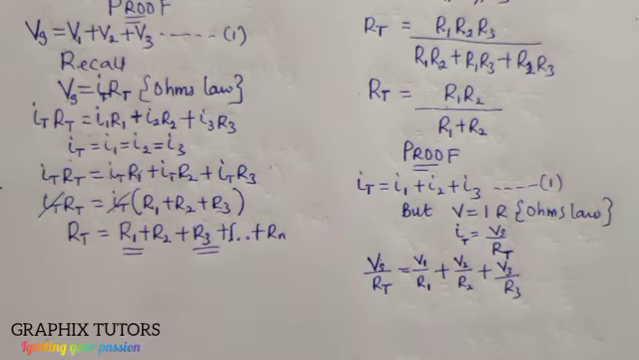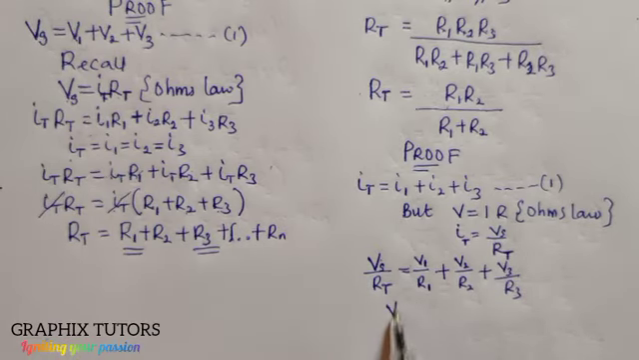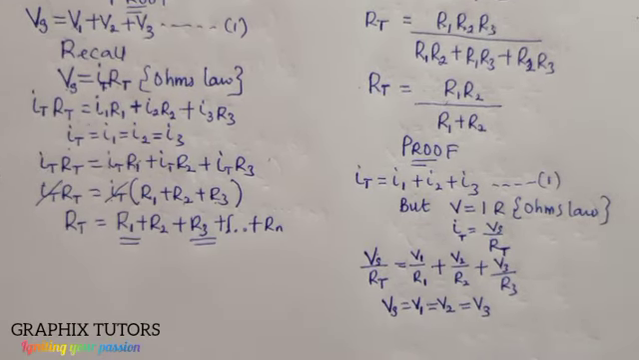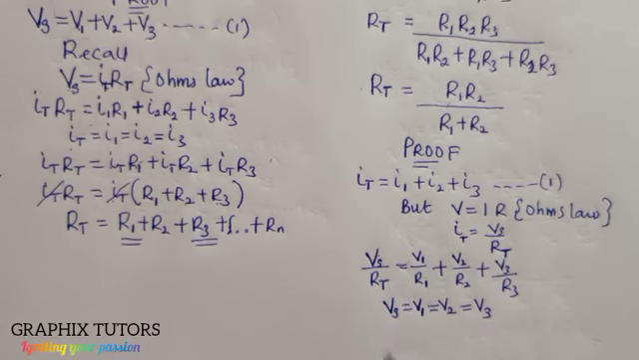Now from here, as we're moving forward, we said earlier that the voltage in a parallel network is the same. So I can easily say that the voltage supply here is equal to the voltage at resistor 1, which equals the voltage at resistor 2, which equals the voltage at resistor 3. So it means that they are all the same.